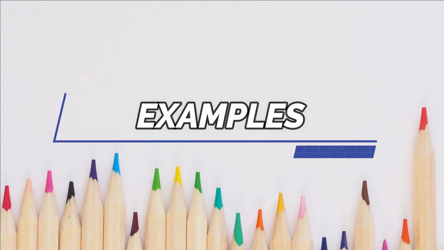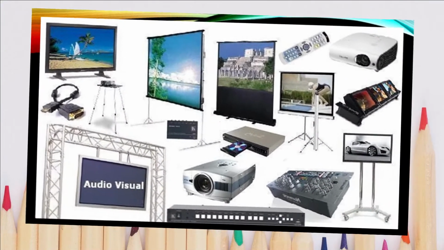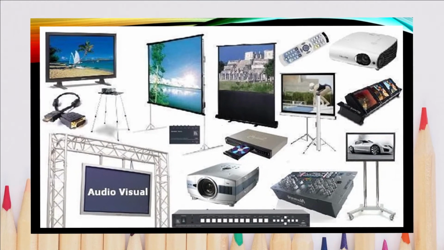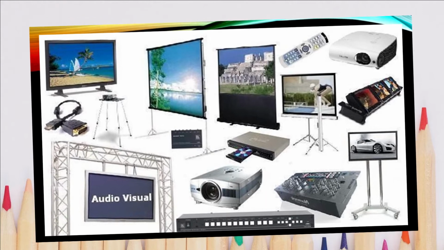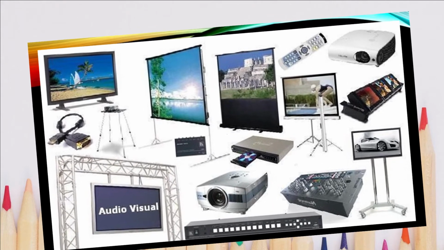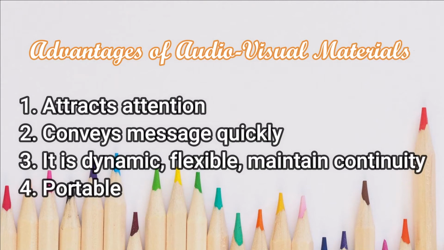Some examples of AVM are as follows: television, projectors, speaker headsets, radio cassettes, DVDs, CDs, film strips, short films, mixers, screen monitors. The advantages of using audiovisual materials are the following. Definitely, the use of AVM attracts the attention of participants. It conveys messages quickly, it's dynamic, flexible, maintains continuity, and is portable.